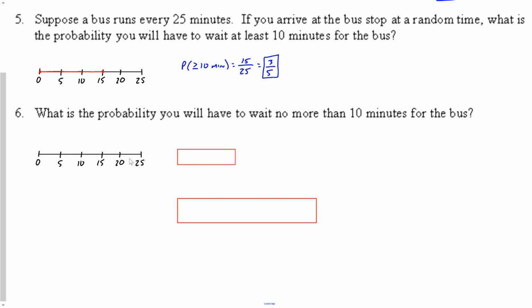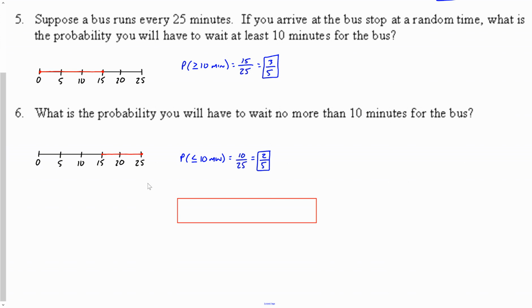Now, if we want to wait no more than 10 minutes for the bus, that means we're finding the probability of anything less than or equal to 10 minutes, which would fall onto the number line between 15 to 25, and it would include the number 15, because that would be your exactly 10-minute wait. So now the length of that favorable section, which I have outlined in red, is 10. The length of the entire thing is again 25, which means this probability would be 2/5.